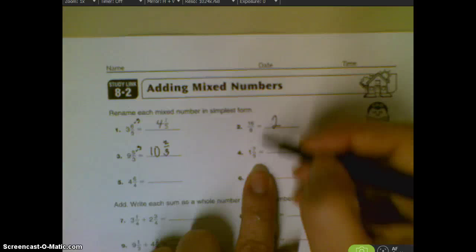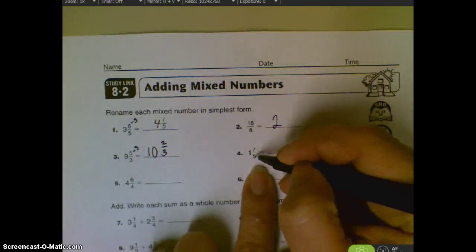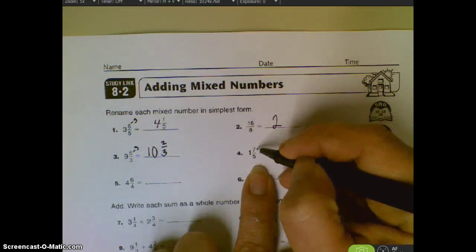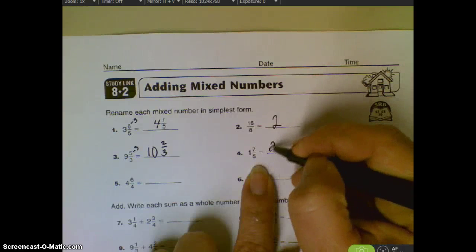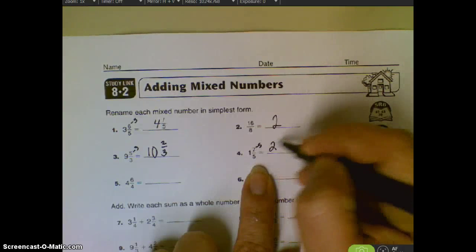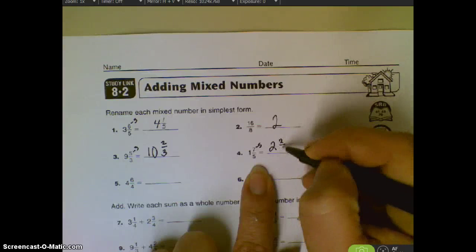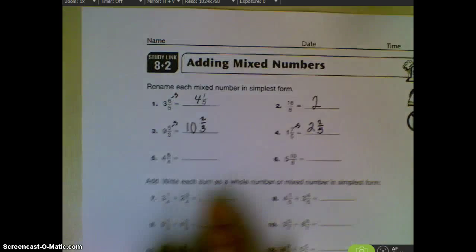Again, we've got our improper fraction. If our denominator is 5, 5 out of 5 will make a whole, so our 1 becomes a 2, and after I subtract 5 from there, I have 2 left over, so 2 and 2/5.